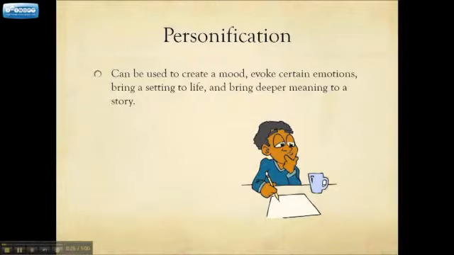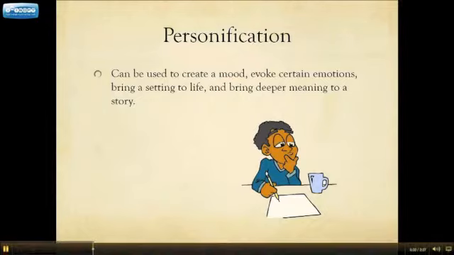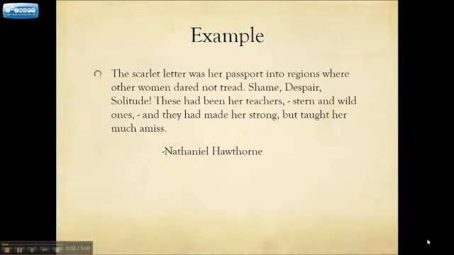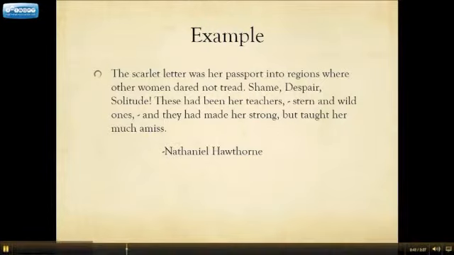Now, let's look at one more example of how an author uses personification to create meaning in a story. This is an excerpt from Nathaniel Hawthorne's novel, The Scarlet Letter. In this scene, Nathaniel Hawthorne uses personification of abstract ideas to create deep meaning of the Scarlet Letter and Hester Prynne's character.